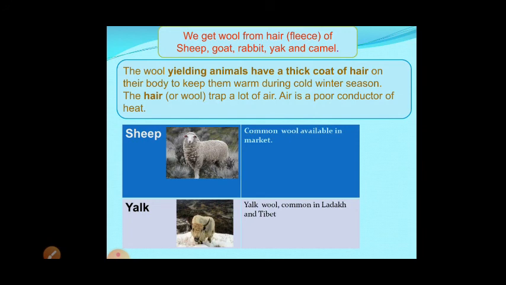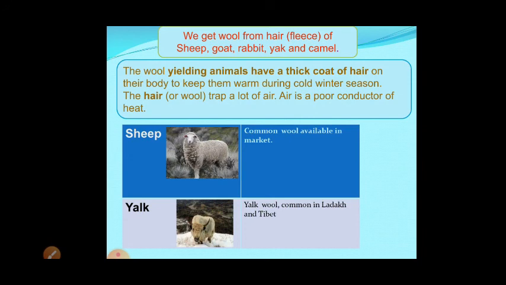So from which animals do we get it? Already I told different animals. From sheep we get common wool, which we very commonly get from sheep, it is a childhood concept we have. This is the common wool made of sheep hair. Then yak wool we get in the Himalayan region like Ladakh and Tibet. In those areas yak production is more, and the yak body is also covered with long hair.